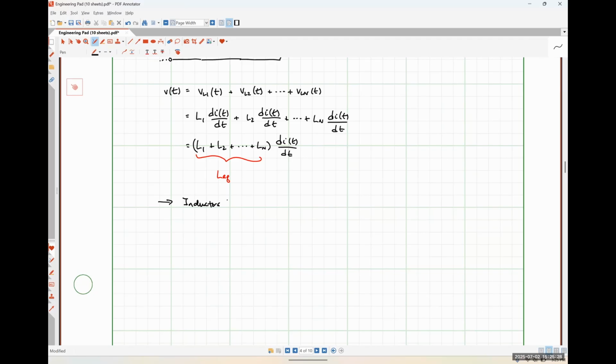Inductors in series combine like resistors in series. And now, without doing any derivation or calculus whatsoever, I would like for one of you to make an educated guess as to how inductors in parallel are going to behave.